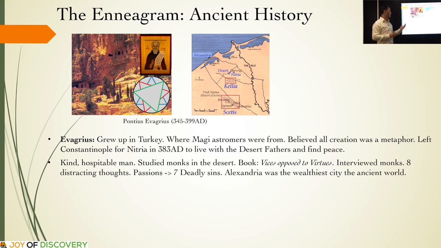So he studied the monks in the desert. He was also familiar with astronomy, and he wrote a book, Vices Opposed to Virtues. In this book, he interviewed the monks, and he noticed that there were eight different types of monks. He was looking at what were their obstacles to a spiritual experience, what were their obstacles to prayer. The things they would struggle with, such as anger, gluttony, envy, and so on, became later known as the seven deadly sins, which took hold in much of the Christian world after that.